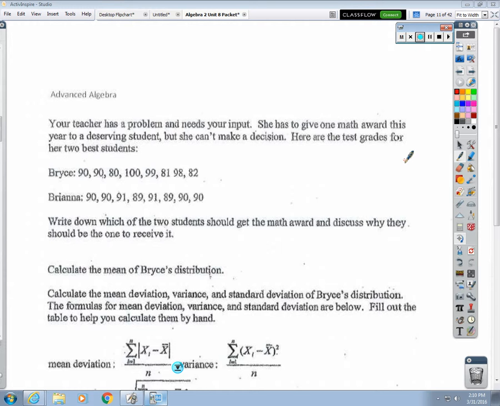Write down which of the two students should get the math award and discuss why they should be the one to receive it. Okay, what do you think? Why? I just think his grades were better. Okay, so he has the top score. Anybody think Brianna should get it? Yes. Okay, why?